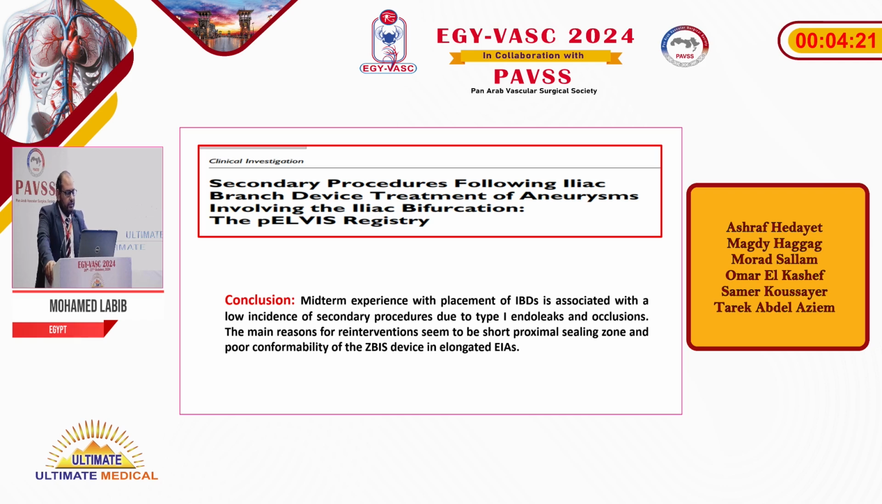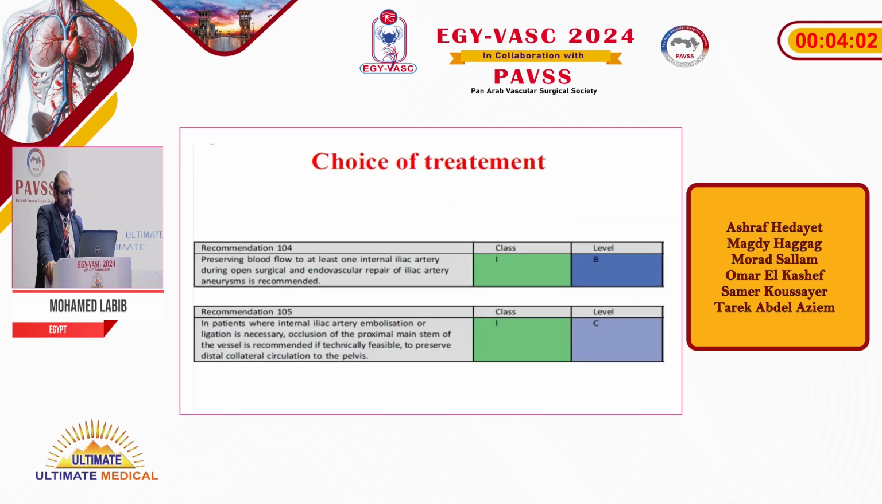They concluded that midterm experience with the placement of IBDs is associated with a low incidence of secondary procedures, especially due to type 1 endoleak and occlusion, and the main reason for re-intervention seems to be the short proximal sealing zone, not the iliac anatomy.